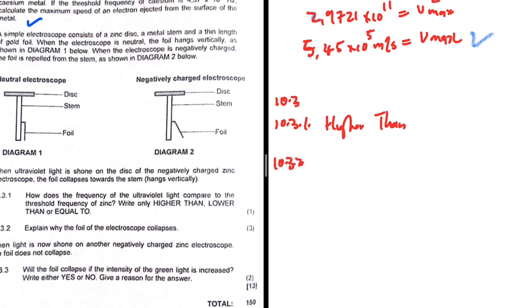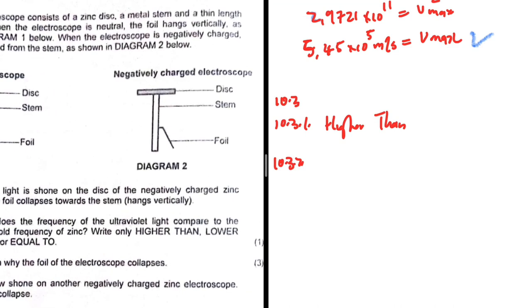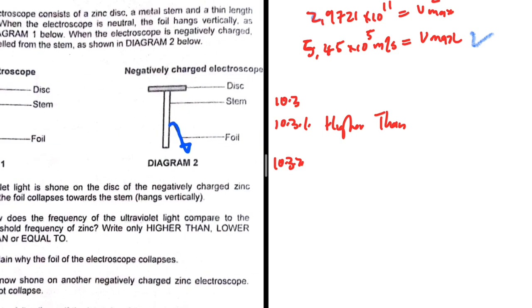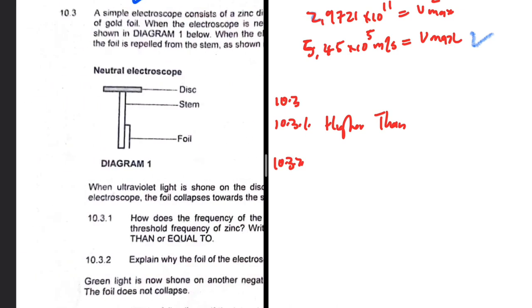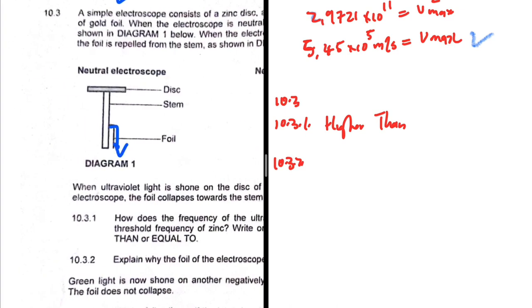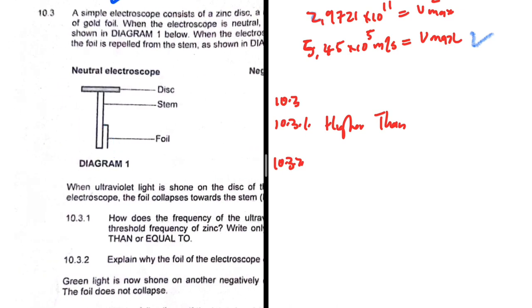The question says, explain why the foil of the electroscope collapses. So, okay, let's take a look. When it is negatively charged, the foil gets repelled, right? And then we are told that when ultraviolet light is shone, the foil falls back. The foil is falling back because now it is neutral again. We know that when it is neutral, the foil hangs vertically.